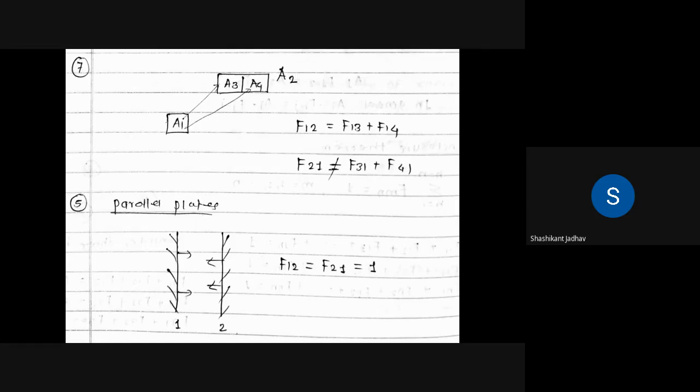Okay, then write down the next equation for the parallel plates. If two parallel plates are there, plate number 1 and plate number 2, then all the energy transferred from plate 1 will go to plate 2. Considering infinitely long plates, all the energy transferred from 1 will strike on 2, and whatever radiation is emitted from 2 will strike on 1. So what are the shape factors for the parallel plates? That is F1 to 2 is equal to F2 to 1 is equal to 1.